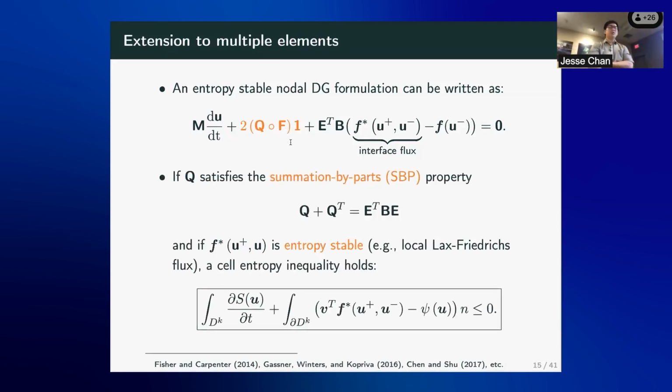Theoretically, if Q satisfies what's known as a summation by parts property, so that Q plus Q transpose isn't exactly 0, it's not skew symmetric, but the symmetric part of this matrix is just these boundary terms, then we can show that this following formulation in this first line is entropy stable, in the sense that we have a quadrature approximation of the following cell entropy inequality. So this is exactly what you would get if you were to derive a cell entropy inequality over each individual element and compute the entropy flux in and out of each element boundary. This holds for any entropy stable flux: local Lax-Friedrichs, HLLC, all the standard ones work.